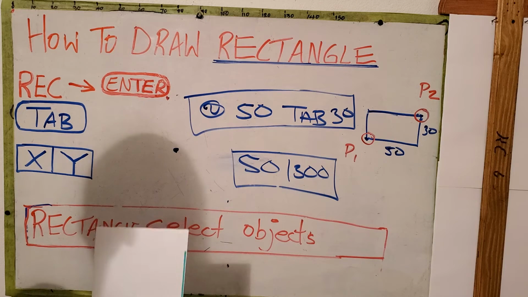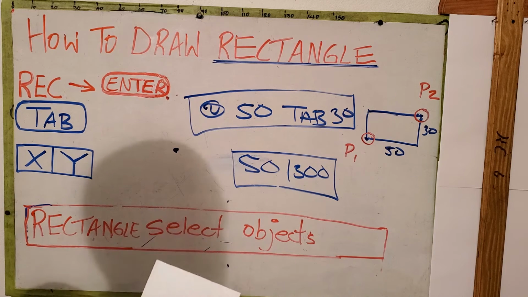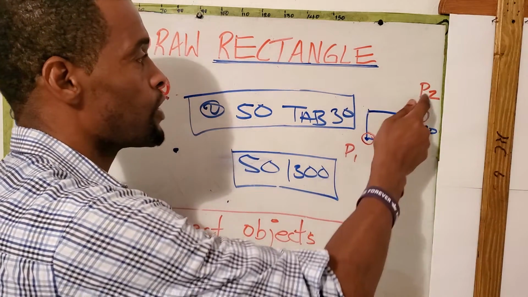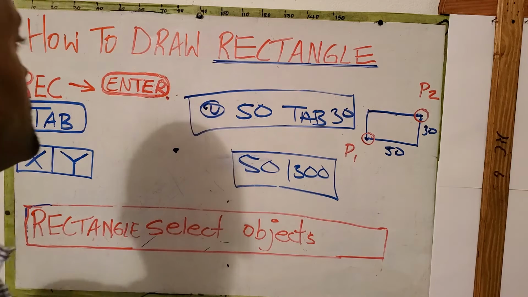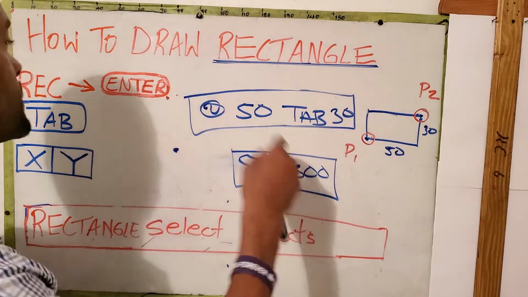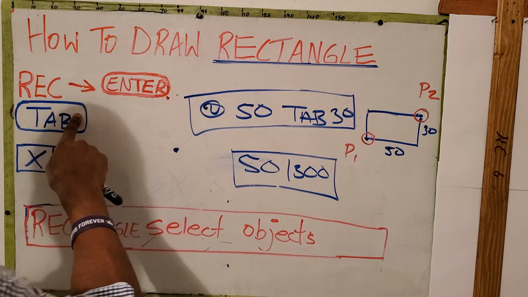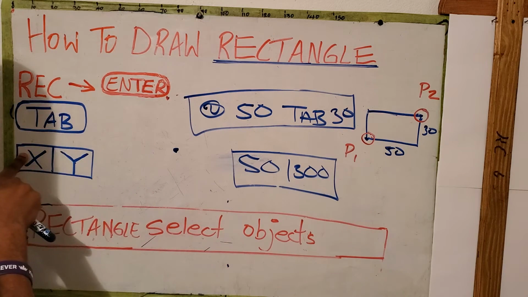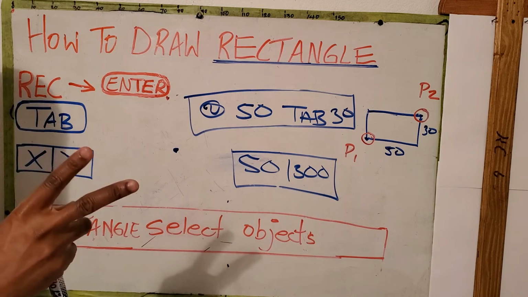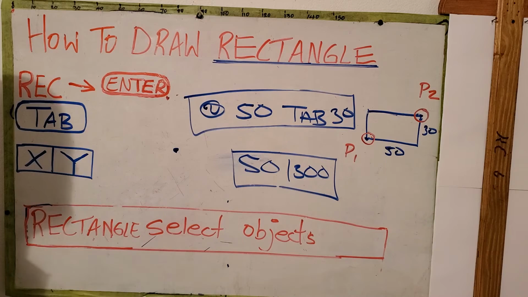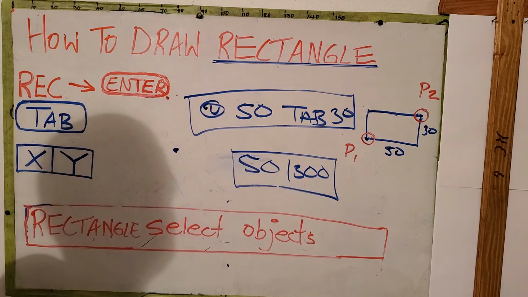Okay. So that is all there is for drawing a rectangle. You will need 2 points, lower point, upper point. And we can toggle between the X and the Y value by using the tab key. Lastly, the first value is normally the X. Second value is normally the Y. And that's all there is for rectangle.